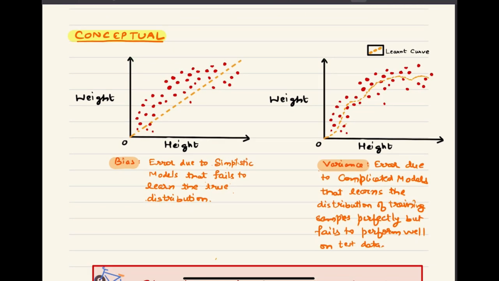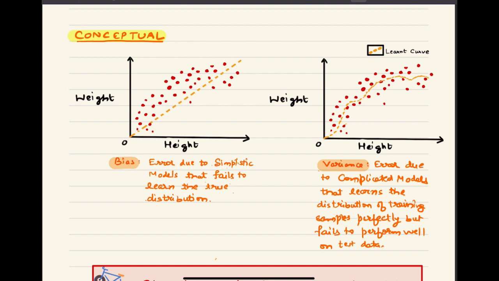So starting with the conceptual definition, suppose we are provided with a bunch of data points that represent the heights and weights of a bunch of people. For a particular red point, height is represented and the corresponding weight is represented by the red point. In machine learning, our primary objective is to learn the relationship between height and weight based on the data we are provided with.